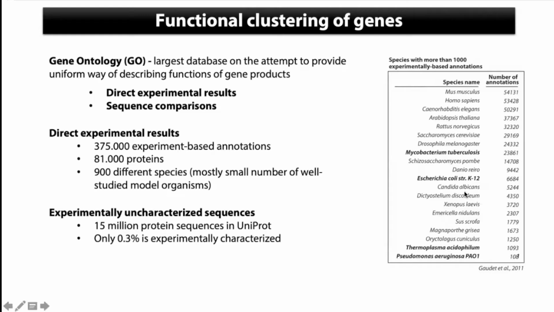And here in this list on the right, you see the organisms that have more than 1,000 genes annotated. As you can see, these are mostly well-studied organisms and only a couple of prokaryotes are in them. So there is not so much information on them.